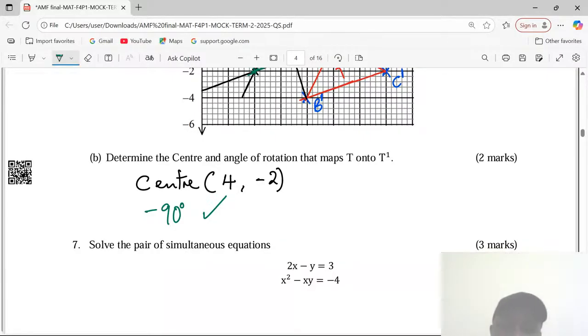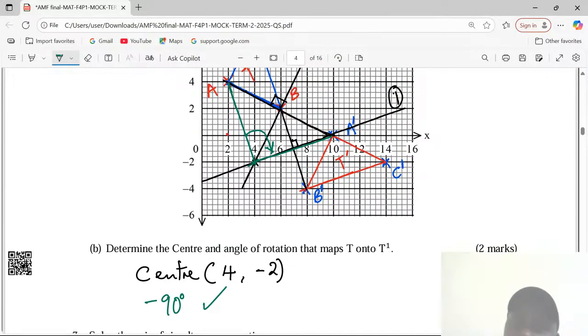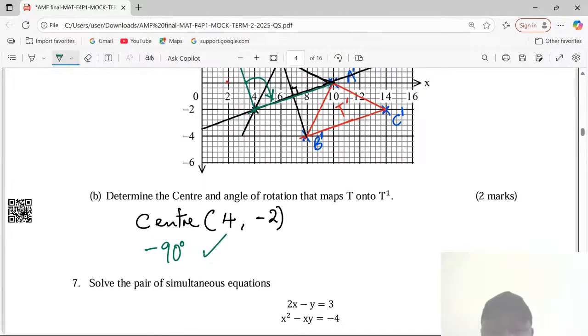So that's how we are supposed to determine the center and also the angle of rotation. If we found that we were moving in the other direction, we would have said it is positive.